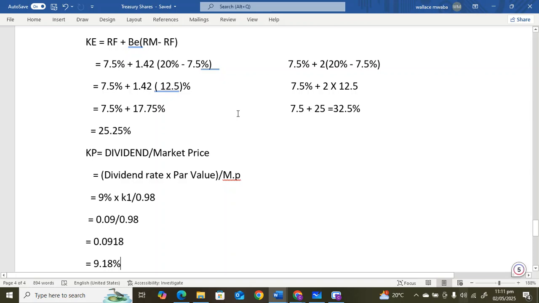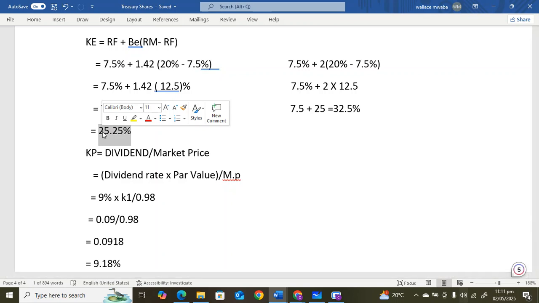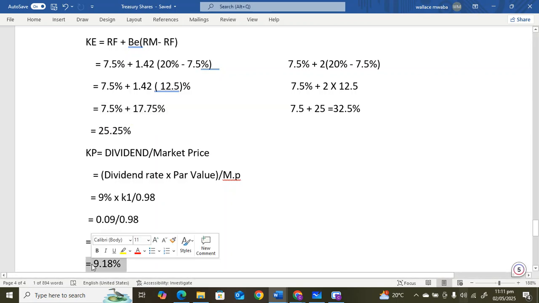So cost of equity is the minimum return that will make ordinary shareholders happy. This 9.18% is the minimum return that will make preference shareholders happy.